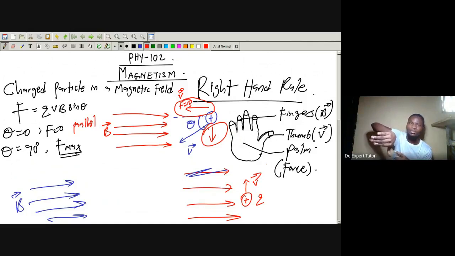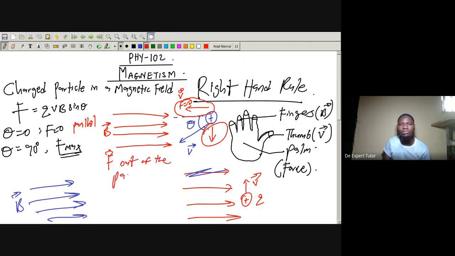Exactly. So where's the force going to? Out. It's going outward. All together? Yes. It's coming towards you. Do you observe that? Yes. It's coming towards you. So the force is coming out of the page. Now, there are some times that you will see some notation like this.